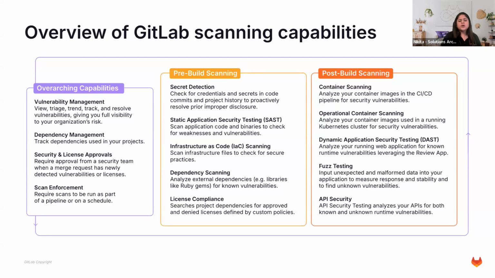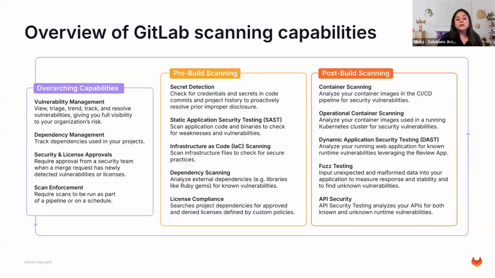One of the scanning templates we included was secret detection, and it checks for credentials and secrets in code commits and project history to proactively resolve prior improper disclosures. This would monitor your activities to help prevent your secrets from being leaked, and to help you respond if they are eventually leaked. There are multiple secret detection methods, such as secret push protection, pipeline secret detection, and client-side secret detection. All of these are part of the GitLab capabilities.